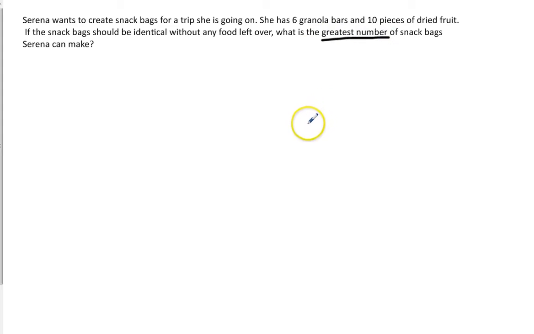Additionally, if I think about what's happening in this problem, she's already purchased 6 granola bars and 10 pieces of fruit. She's not going to be making any more, and that's what would happen with the least common multiple problem. So I'm going to go ahead and put 6 and 10 inside my ladder. I'm going to pull out a factor of 2 because they're both even. 2 goes into 6 3 times. 2 goes into 10 5 times. 3 and 5 only have a common factor of 1, so I'm done.